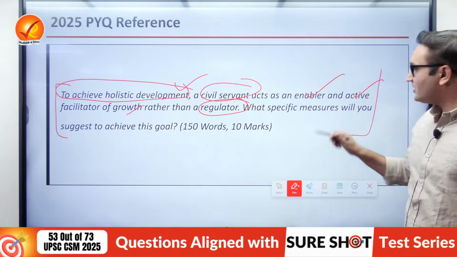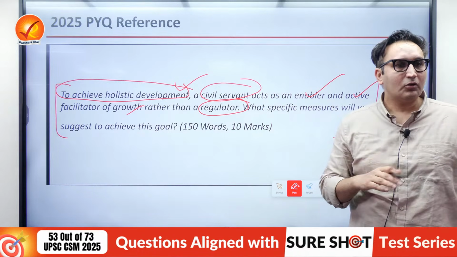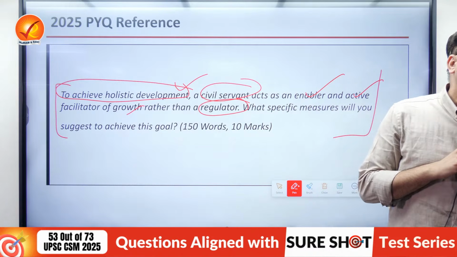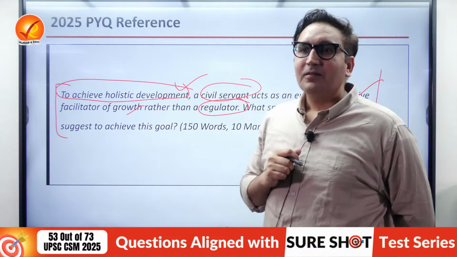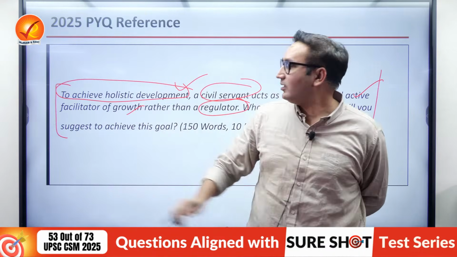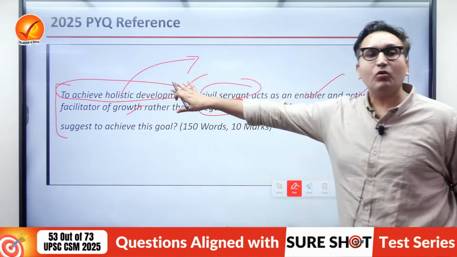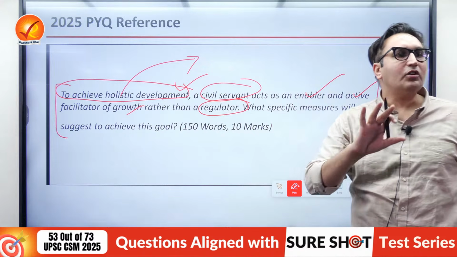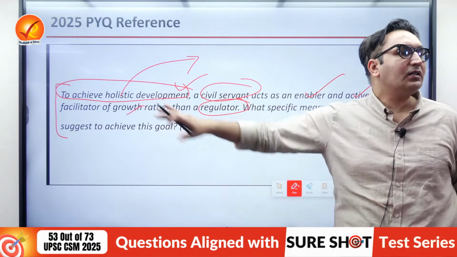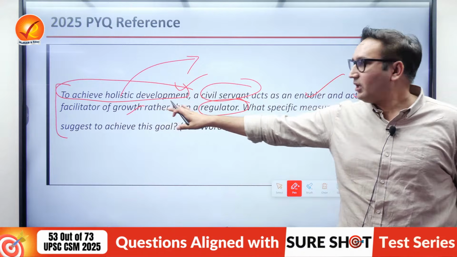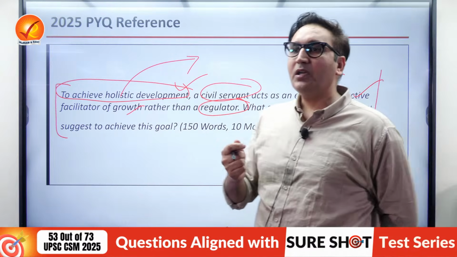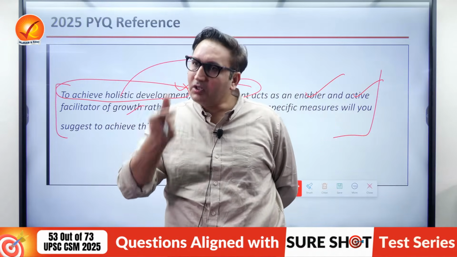Many of the students, what mistake will they make in the introduction? They will start talking about civil servants or civil services, how it is a steel framework, how it is very important for the growth and development of the nation. But rather than that, you have to understand, why was this question asked? Whenever you try to write an answer, ask yourself another question: why would UPSC ask this question? Perhaps somewhere holistic development is not happening, perhaps they are not performing this role well. So the better introduction would be to come to that point in the introduction itself.